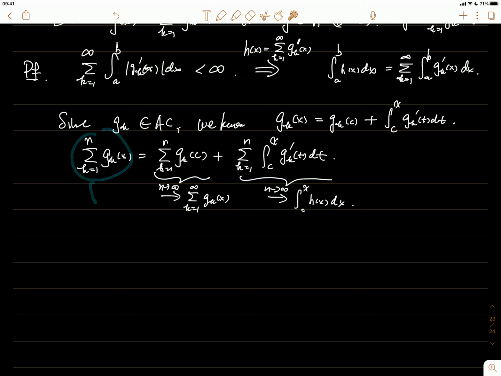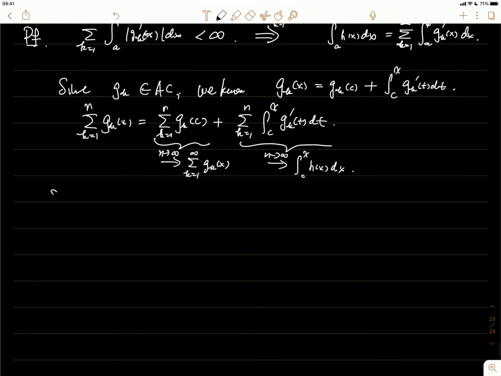Let's say that the infinite sum is going to be defined as the g(x). So the g(x), which is defined as the infinite sum of g_k, will be just equal to the right-hand side, which is the limit of the right-hand side, which is this.